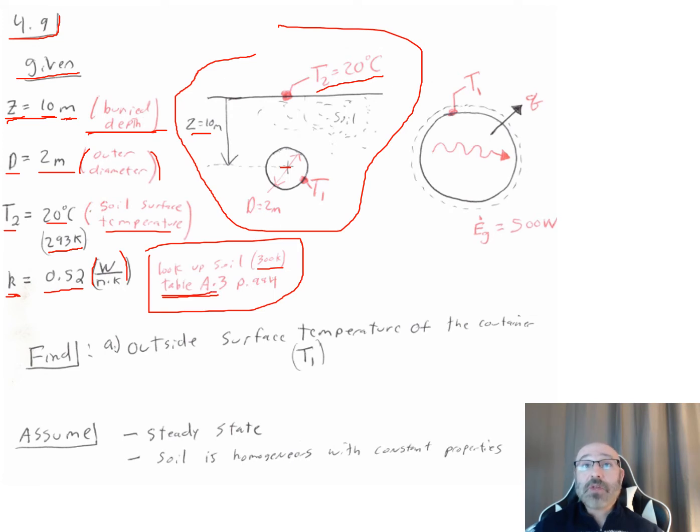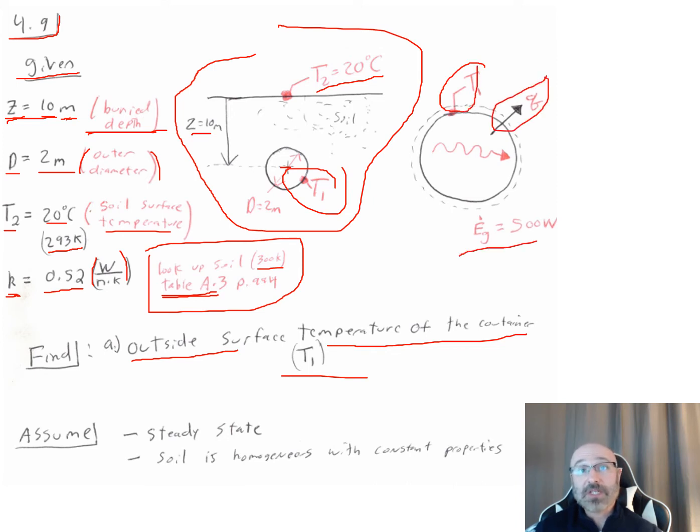Now, the other thing that they ask us to do here is find the outside surface temperature of the container, which is our T1 right there. So we can zoom in on this right here. There's our T1, there's our q going out, and there's our E-dot sub G that's given to us in the problem statement. It's 500 watts. So we have all of our given information, our given diagram right there.